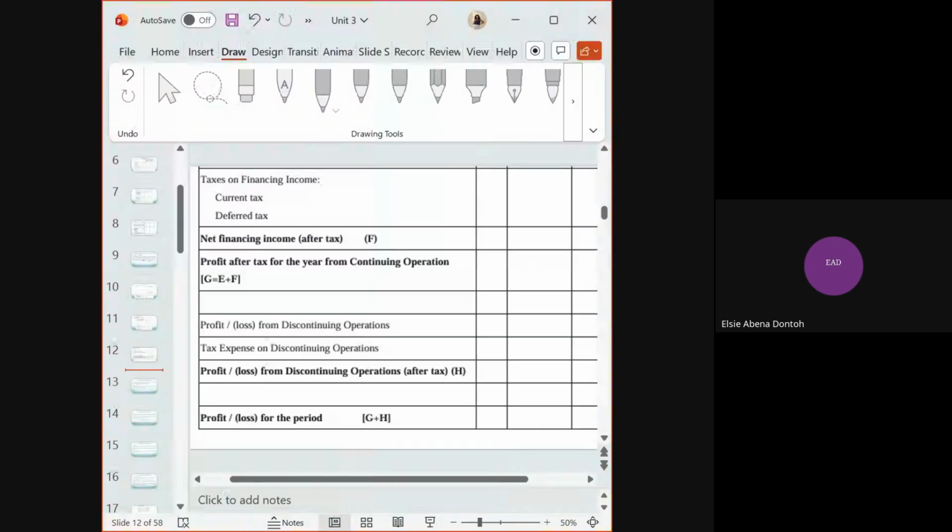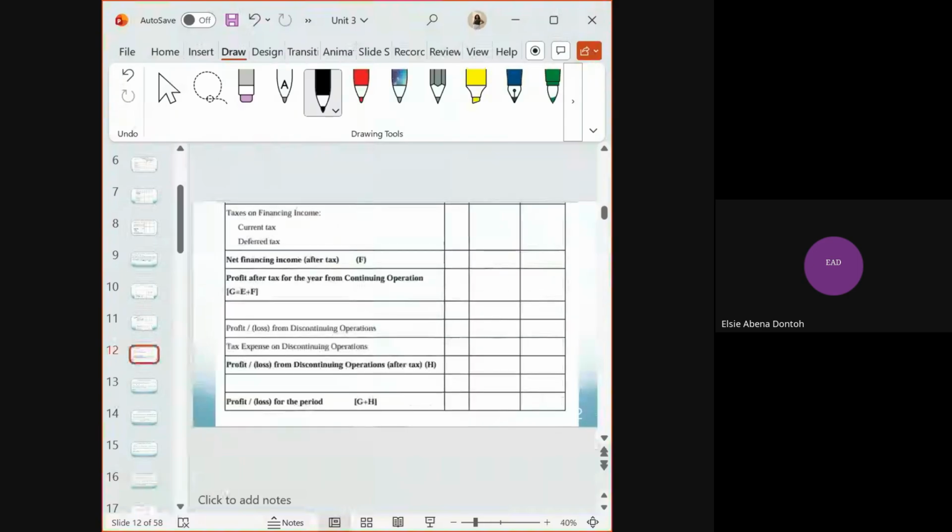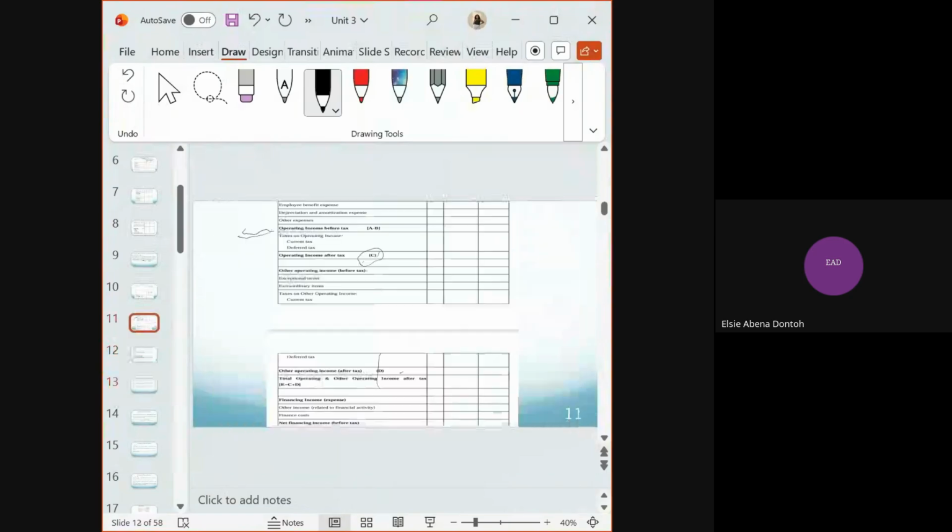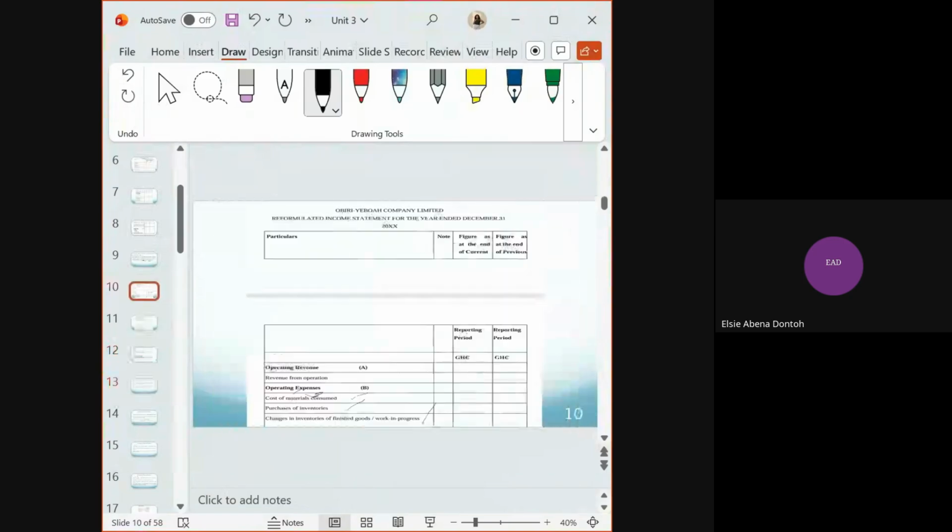So to get your profit or loss from discontinuing operation, it is profit or loss from discontinuing operations and tax on discontinuing operations. Then for your profit or loss for the period, it is G plus H. So that is the reformulated income statement for the year ended December 31st for Obri Yeboah Company Limited.